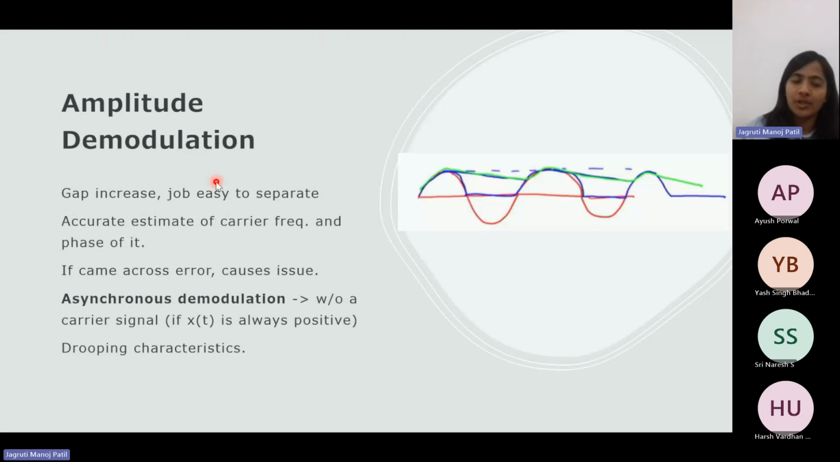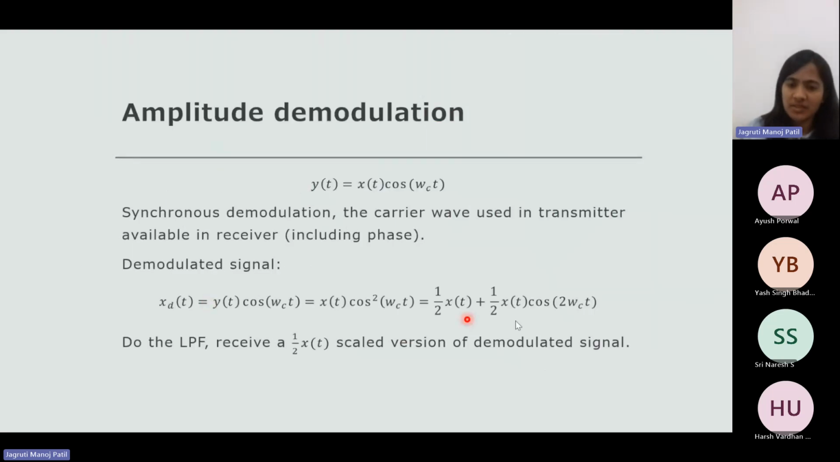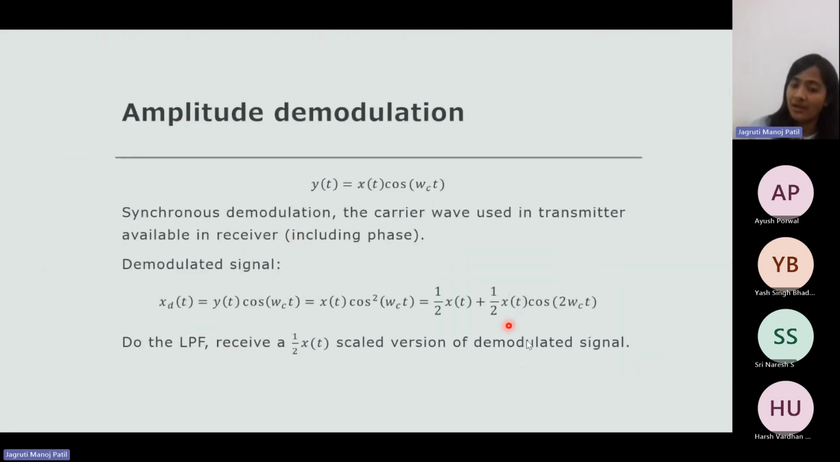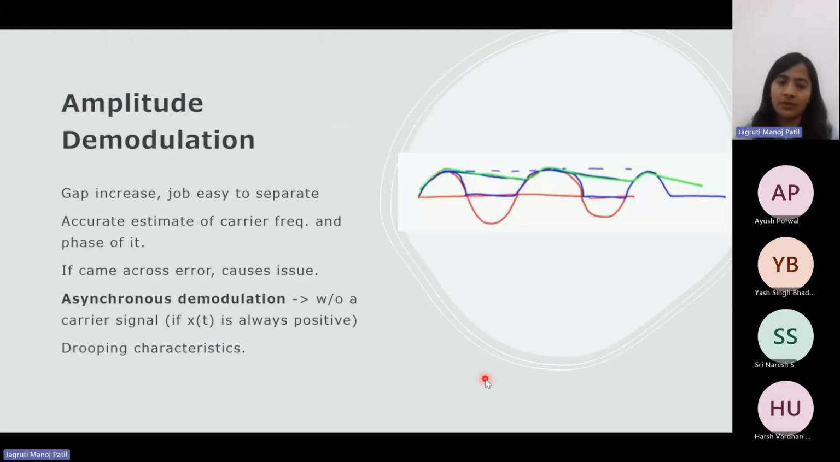Then what we do is like amplitude modulation. So we saw that we did some filtering and were able to get rid of the high frequency signal. We got just the DC signal, the original signal itself. So again, we need an accurate estimation of the carrier frequency, omega c, as well as its phase. If some error comes, it will cause an issue. So the better you know the absolute values of these parameters, the better you can derive this half of x of t, and you get an accurate estimate of your variable.